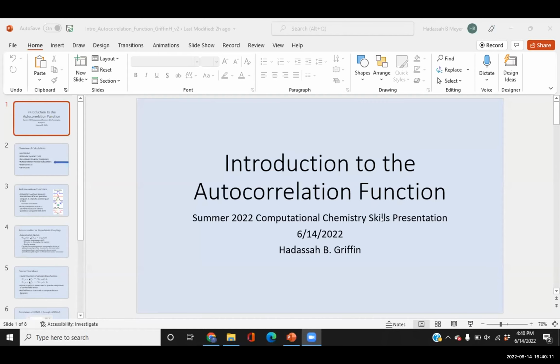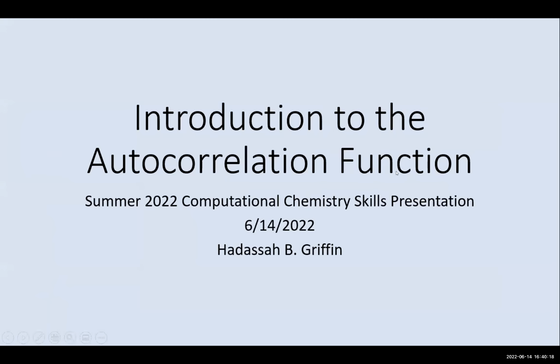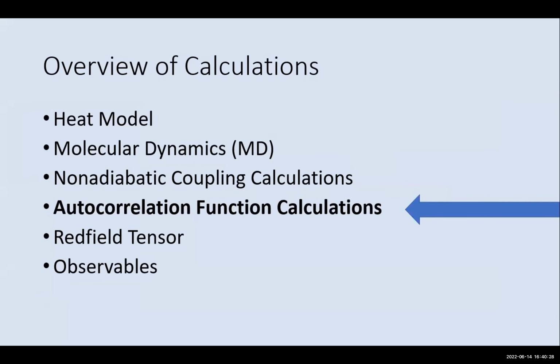Okay, so Landon went through a lot of this in much more theoretical and technical detail. So I guess some of you will look at the autocorrelation function a little more. Up to this point, we all had our models we started working on. We repeated it, we've done the molecular dynamics, and we worked on the non-adiabatic coupling. The next step is doing autocorrelation function calculations, and those will be used for the Redfield tensor, and then we can use those for observables.